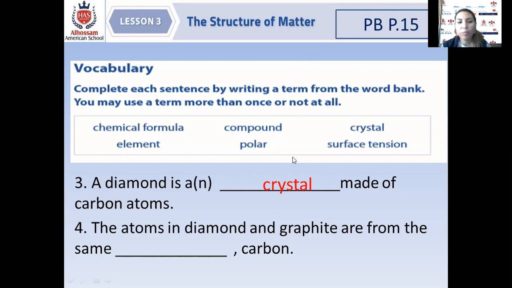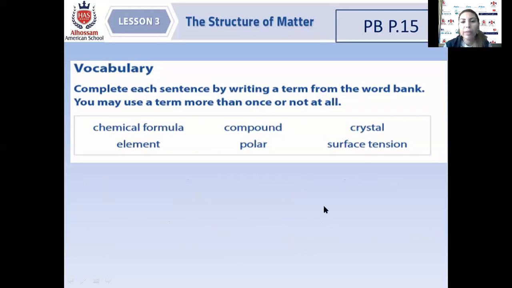Okay, so number 4, who knows the answer? Same, the elements. Yes, elements. So the atoms in diamond and graphite are from the same element, which is carbon. Thank you, Ismail.